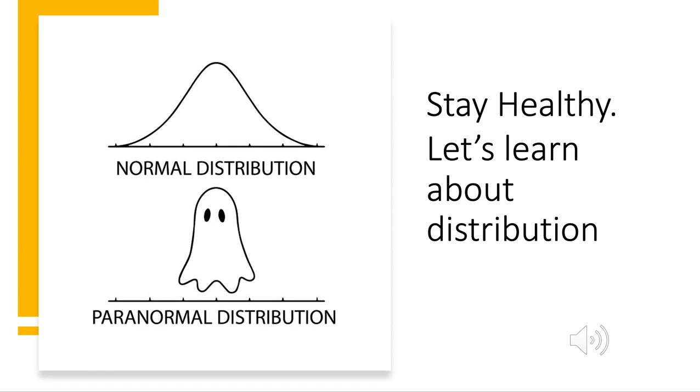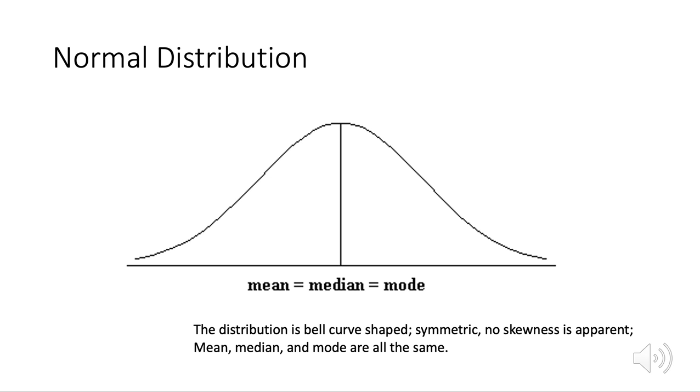Learn about distributions. First, let's talk about normal distribution. In a normal distribution, the distribution is bell curve shaped, symmetric, and there is no skewness apparent. In a normal distribution, the mean, median, and mode are all at the same place, which is the center of the distribution.